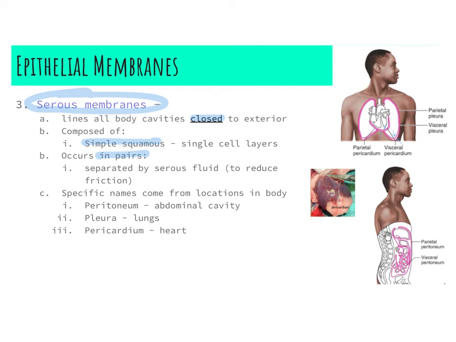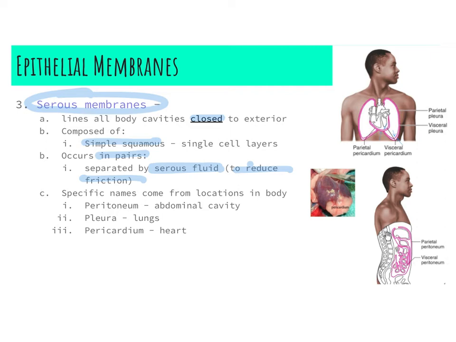So there's 1 layer of the simple squamous, a little bit of space, and then another layer of the simple squamous. And the space between them is filled with fluid. It's called serous fluid, and that is to help reduce friction. If you think about your heart and your lungs, your heart's constantly beating, your lungs are constantly inflating and deflating. So to protect them from all that friction that's happening, that fluid in between the layers in the serous membrane really help to reduce that.